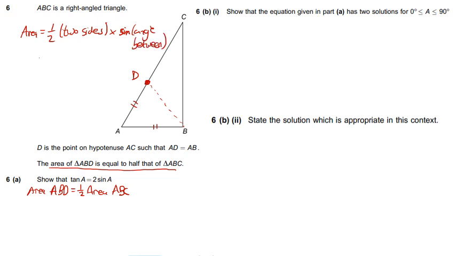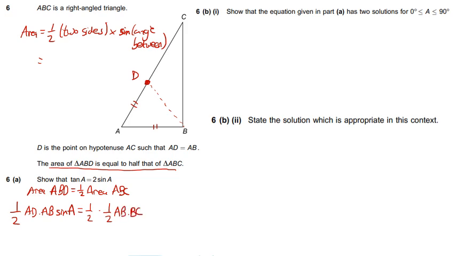Okay, so half. In this case, the area of ABD is a half of the two sides that we know, so that's AD times AB times the sine of the angle between them, which is A. The area of the big triangle, well, it's a right angle triangle, so it's just base times height. So we've got a half there already, and then half of base times height, so AB times BC.